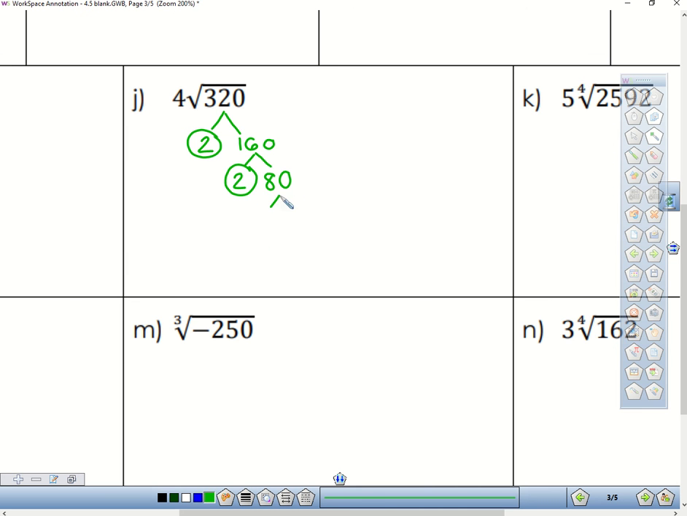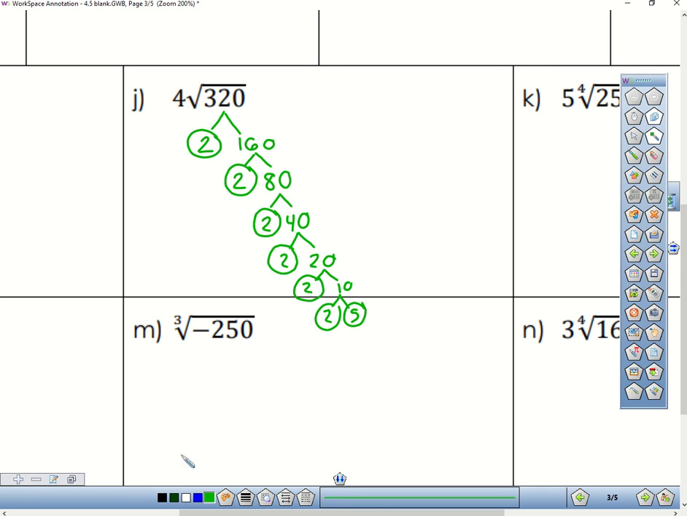And then what does 80 break up into? 2 and 40. And what does 40 break up into? 2 and 20. And then 2 and 10. And then 2 and 5, right? So we have a lot going on here. We have all of these prime factorizations.